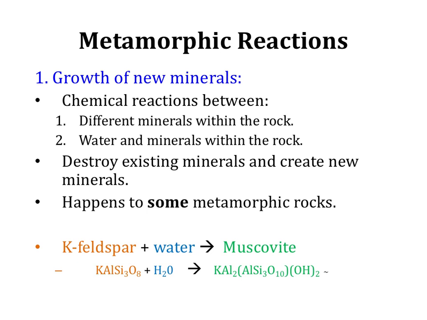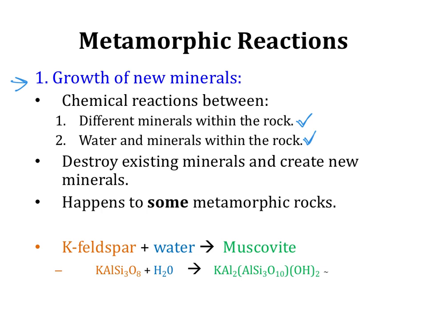So the first one we refer to as the growth of new minerals, because it is literally the growth of new minerals within the rock. During the heating, increase in temperature, and the pressure that takes place that causes metamorphism, there are chemical reactions that happen between different minerals within the rock, and then also between water, groundwater basically, and minerals within the rock.